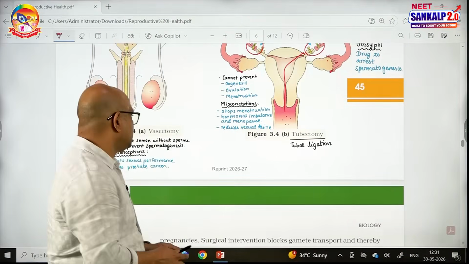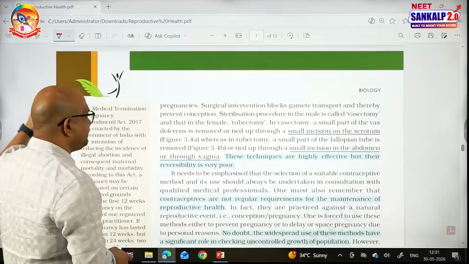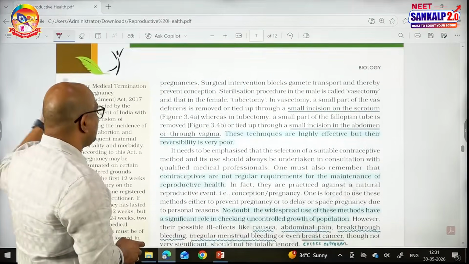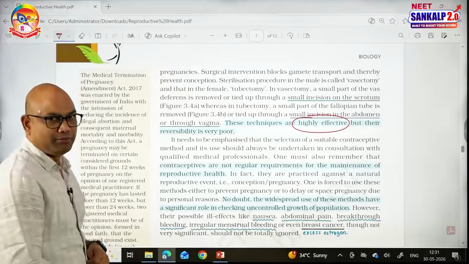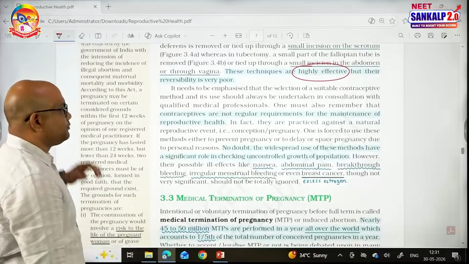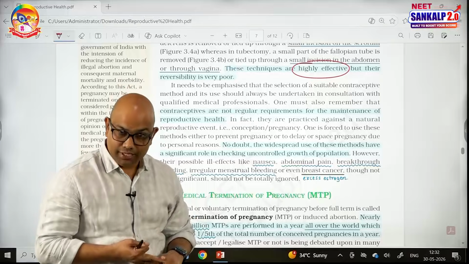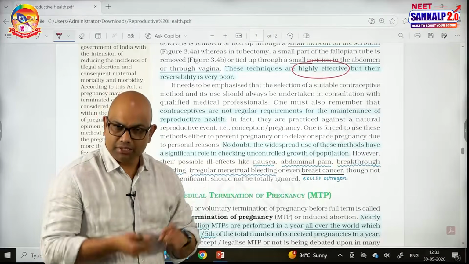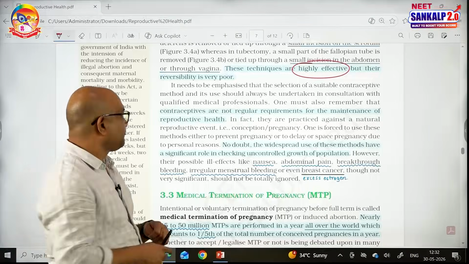So these are the surgical methods. These are the terminal methods. Reversibility is very poor, but highly effective methods, high contraceptive value. So with this I have completed the contraceptive methods like natural methods, barrier methods, IUDs, pills, injectables, implants, and surgical methods, which are also called sterilization methods.